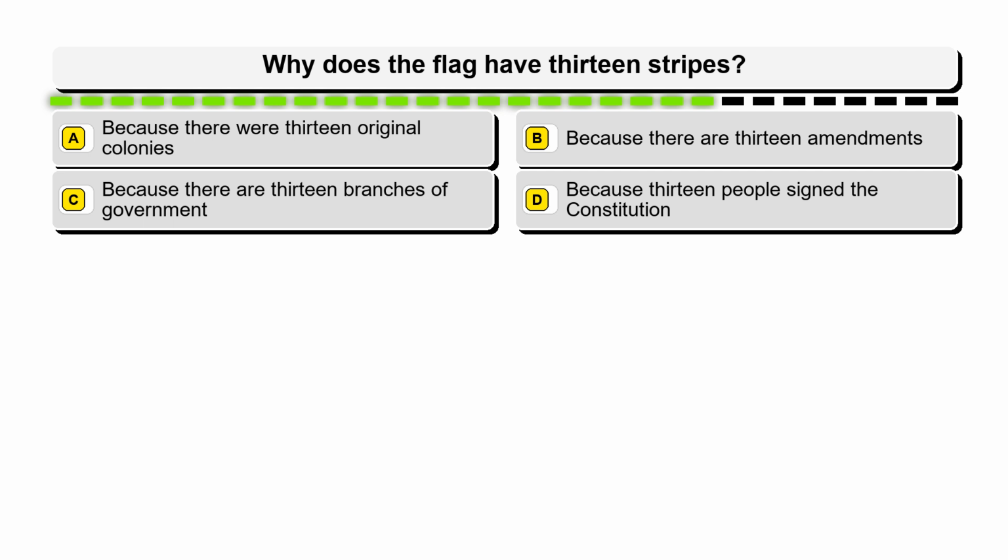Option A, because there were 13 original colonies. Option B, because there are 13 amendments. Option C, because there are 13 branches of government. Option D, because 13 people signed the Constitution.